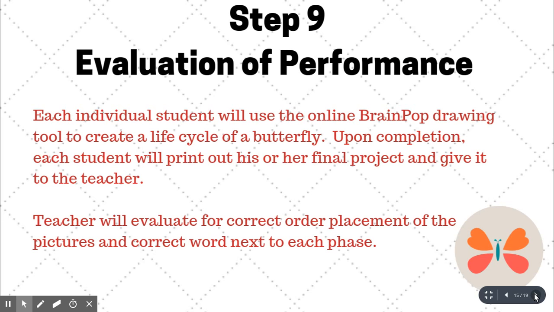Okay, on to step 9, which is the step of the process where there's an actual evaluation of performance. This usually takes the form of an authentic assessment to determine understanding of the students. In this case, it is the online drawing tool on BrainPOP that will be used. The teacher will evaluate the final project to decide if her lesson was successful. She will evaluate for correct order placement of the pictures and correct words next to each phase of the butterfly's life cycle.